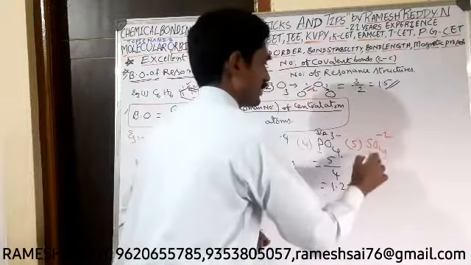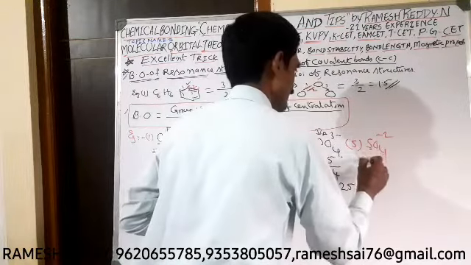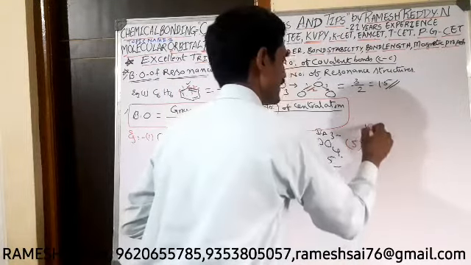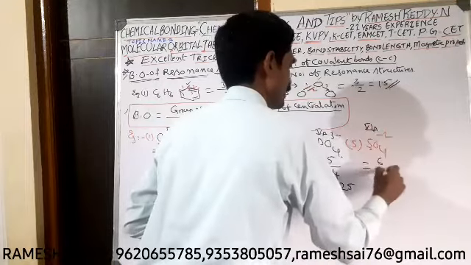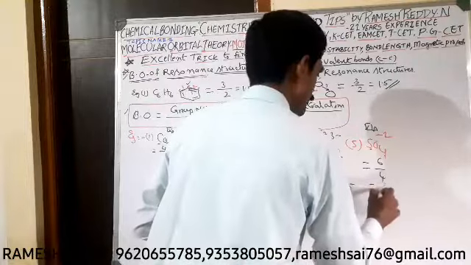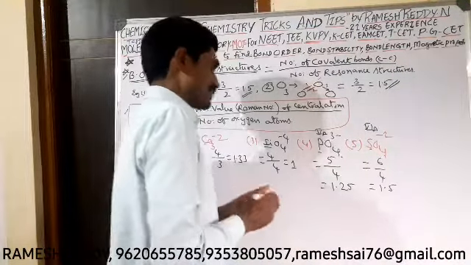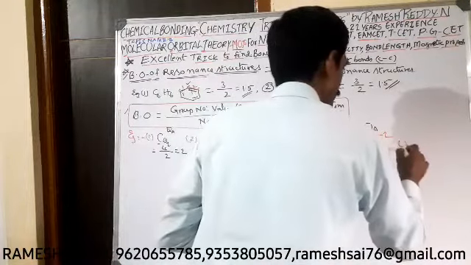Next, for sulfate ion, 16th group, 6th group, right? SO4 2 minus. Here the central atom is sulfur. Sulfur belongs to which group? 6th group, Roman numeral 6. How many oxygen atoms? 4. 6 by 4, how much do you get? 1.5. Right.